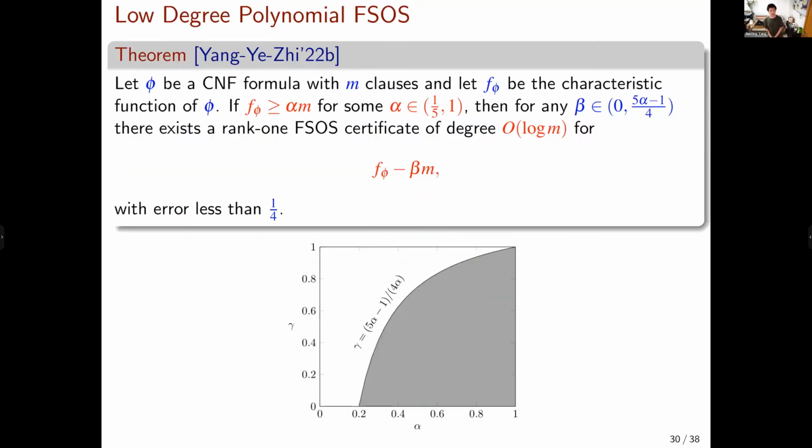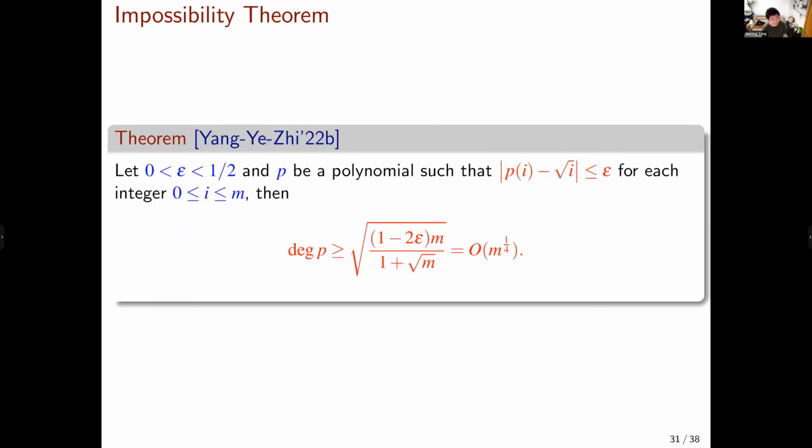So we may ask if the lower bound of alpha can be removed, but we proved this impossibility theorem. Here, let epsilon be greater than 0 and less than 1/2, and p a polynomial such that p approximates the square root function at the integer points from 0 to m. Then the degree of the polynomial p is at least the fourth root of m.